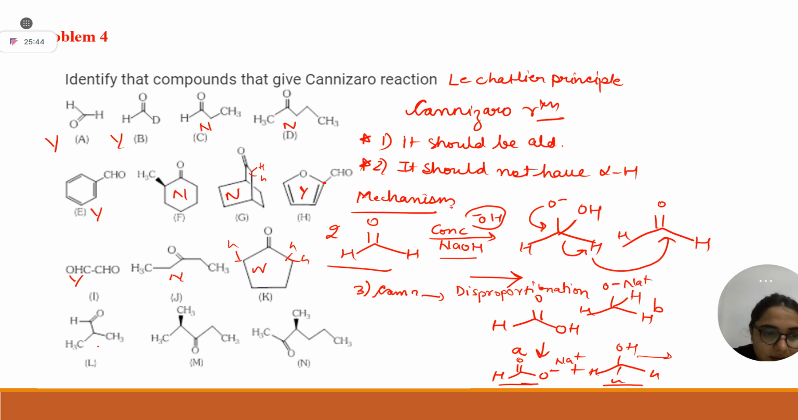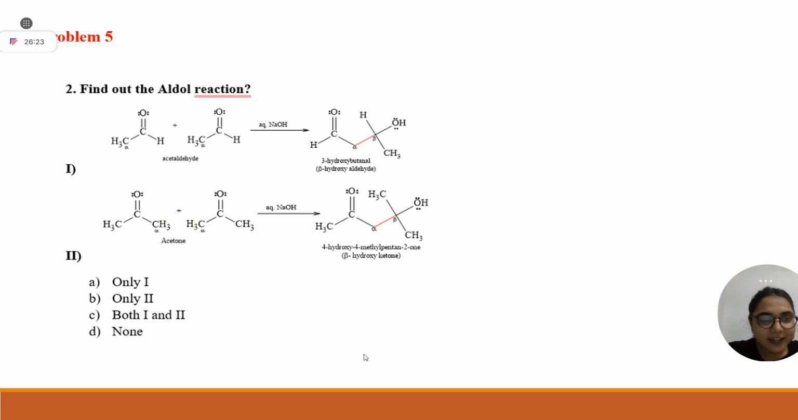L, no. Okay. M, no. Who told me yes? Okay, it's by mistake, I can understand. N, no. So understood now which type of question they will ask in Cannizzaro reaction. You have to identify only like this: you have to see if the compound has alpha hydrogen or not.